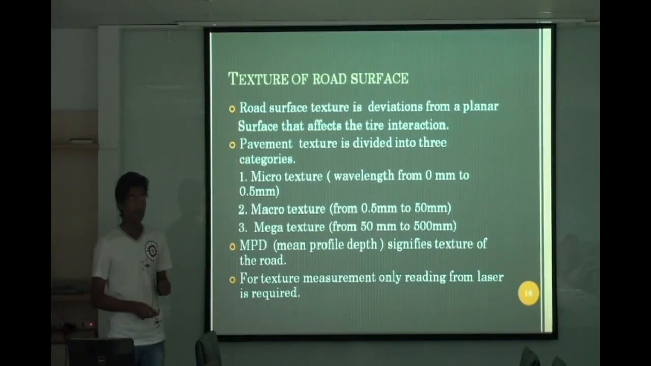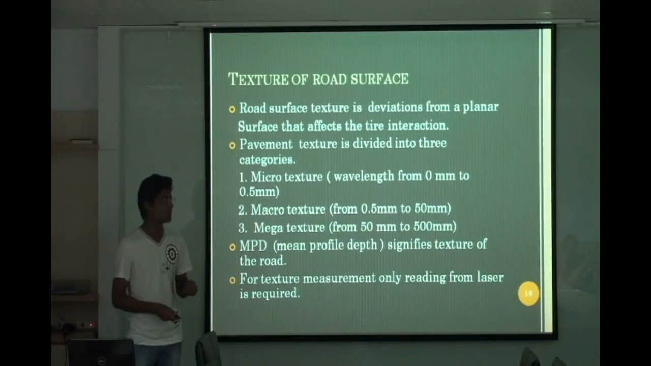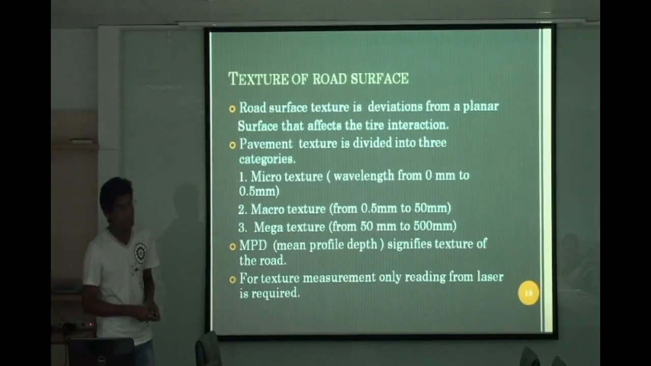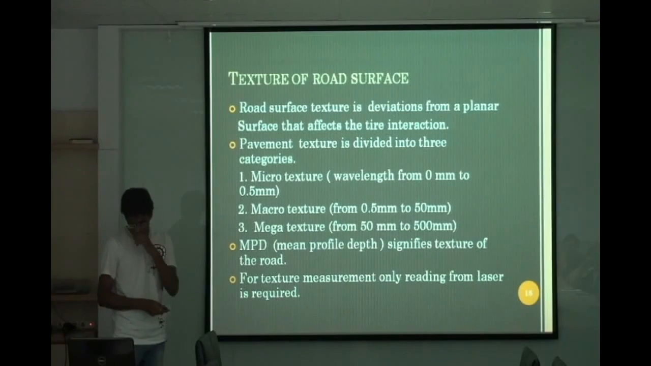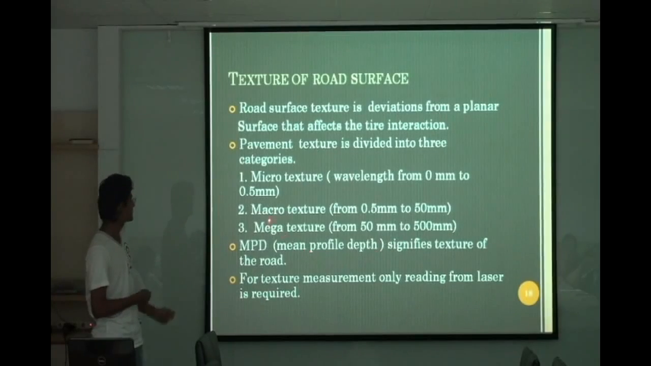So we have discussed profile construction, the first parameter of the road surface. The next parameter is the texture of the road surface. Texture is a deviation from the planar surface. Actually, we are dealing with three parameters: micro texture, macro texture, and mega texture. In this project, we consider the macro texture, that is from 0.5 mm to 50 mm.